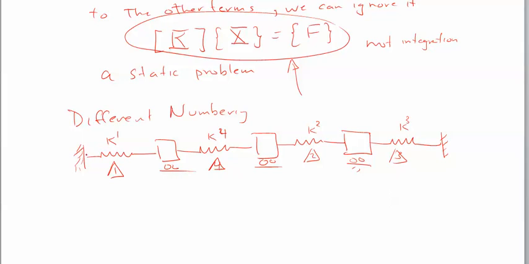And the nodes I'm going to label like this. This one is node 1. The next one is going to be node 3. The next one is going to be node 5, and node 4, and node 2. Okay? I kind of randomly label these things.